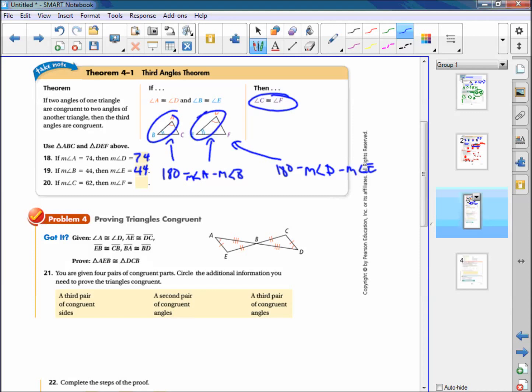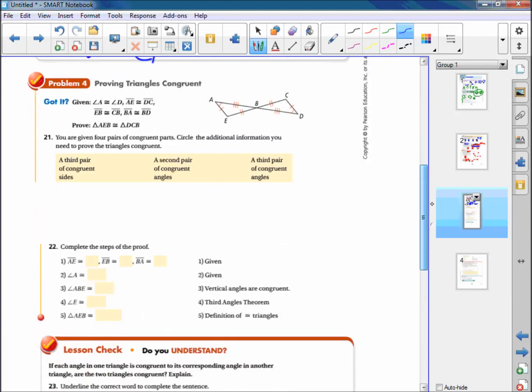So since both of them are pairs of those, then 62 is the only thing that will add up with these two to make 180. So 62 must also be the only thing that will add up with those two to make 180. And notice that C and F are the same, and that's our third angles theorem. It just says if two of them are the same, the third one has to be the same. All right. Okay, problem number 4 at the bottom of your third page here.